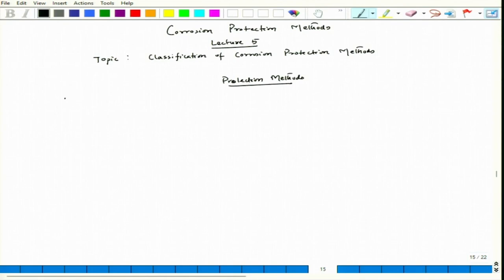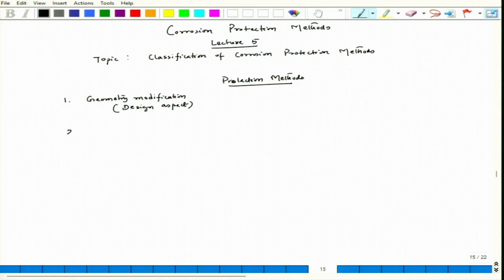Now, when we talk about the protection methods, we can say that one is geometry modification, or we can say design, or design aspect. It is a physical design aspect. It does not depend on the material part or the environmental condition. We only talk about how the shape of that component looks like, or whether we can introduce something so that we can avoid some of those corrosion processes happening on the surface of the component.